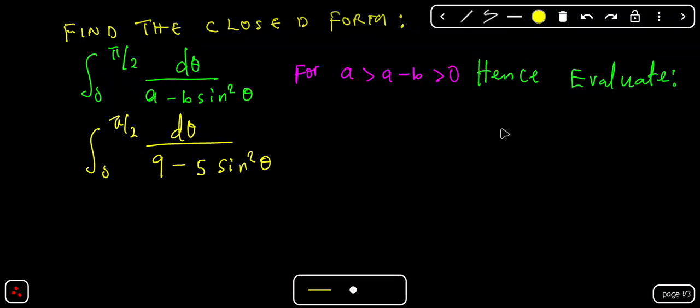So in today's video, we are going to evaluate this integral. Find the closed form of the integral from 0 to pi over 2 of d theta over a minus b sine square theta, for a greater than a minus b greater than 0. Hence, we are asked to evaluate the integral from 0 to pi over 2, d theta over 9 minus 5 sine square theta. Alright guys, so let's dive into the solution.